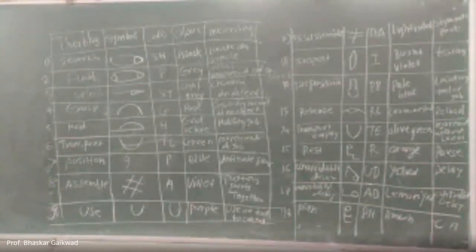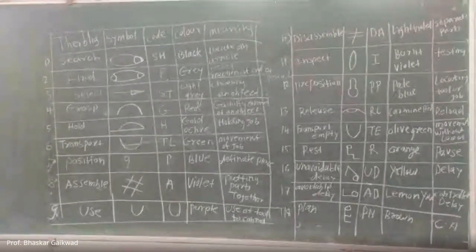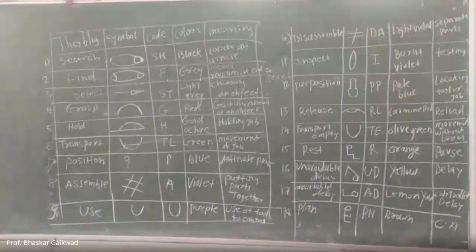Now therblig number 11, inspect. It means we have to check, and that symbol is given. The code is I, and the color is burnt violet. Inspection means testing. Then therblig number 12, pre-position, meaning initial position or locating position. The symbol is given, the code is double P, and the color is pale blue. Pre-position means locating a tool or job. You have to fix the position of the job; that is called locating.